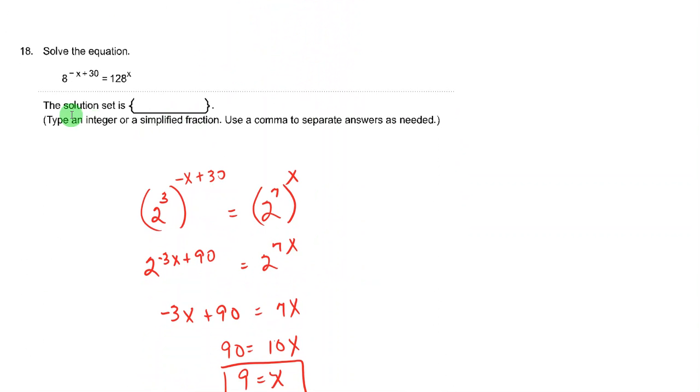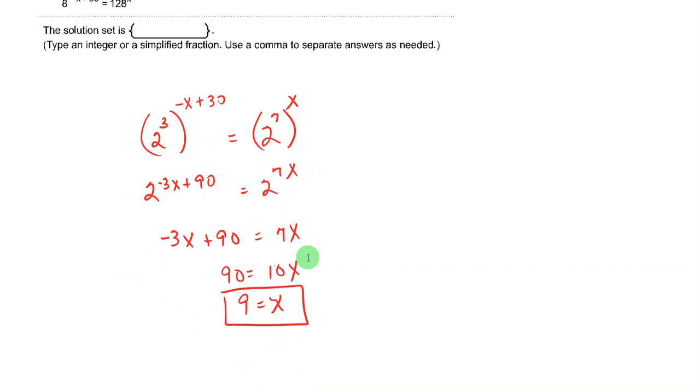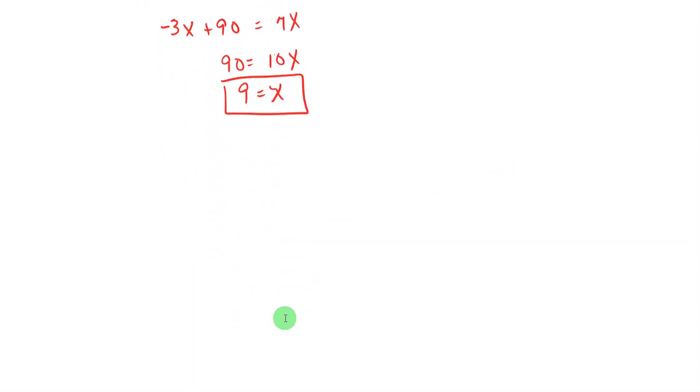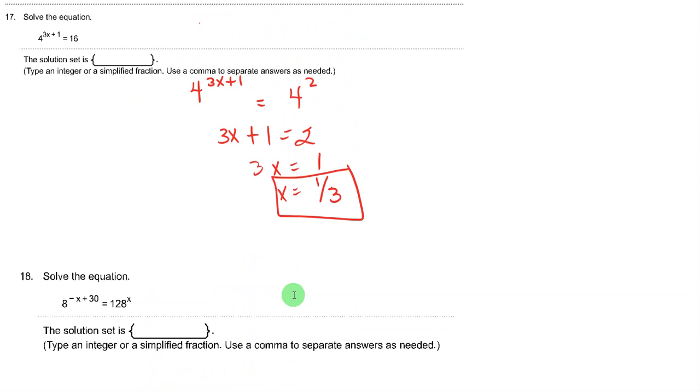18. So I can't write 128 as a power of 8, but I could write both of these as a power of 2. So here I have 2 cubed, and here I have 2 to the 7th. This one's raised to the x, this is raised to the negative x plus 30. Then I do power to power, so I multiply 3 times this, I multiply 7 times that. I end up with this line. Bases are same, so I get rid of the bases. I have negative 3x plus 90 equals 7x. 90 equals 10x. 9 equals x. That should be it.